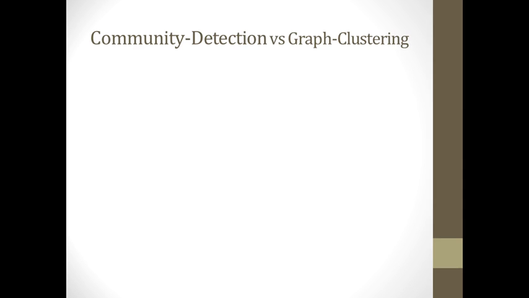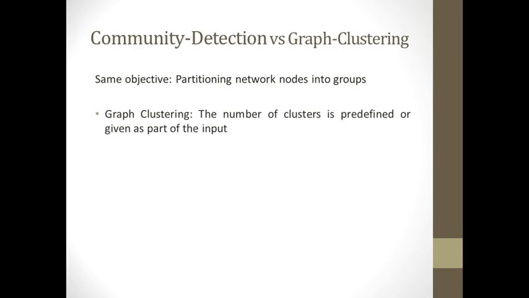Community detection and graph clustering both have a common objective, which is dividing the network into groups of nodes. But in the case of graph clustering, we give the number of clusters as an input to the algorithm. Irrespective of the community structure, the algorithm divides the network into a specified number of clusters. This is very inefficient because if we don't know the community structure, the algorithm might incorrectly divide the network into different clusters.